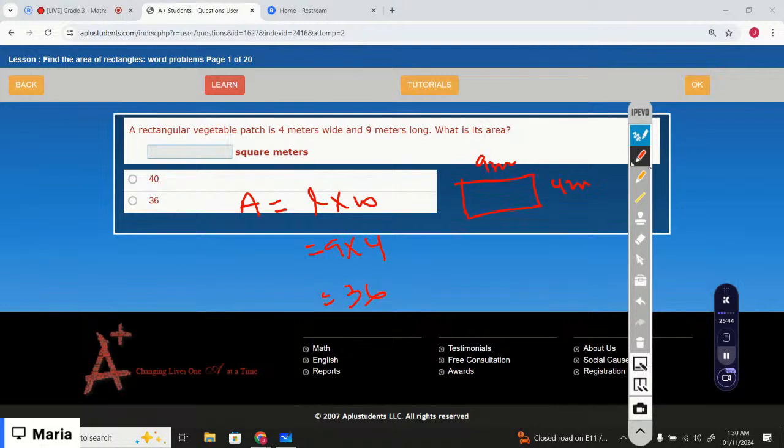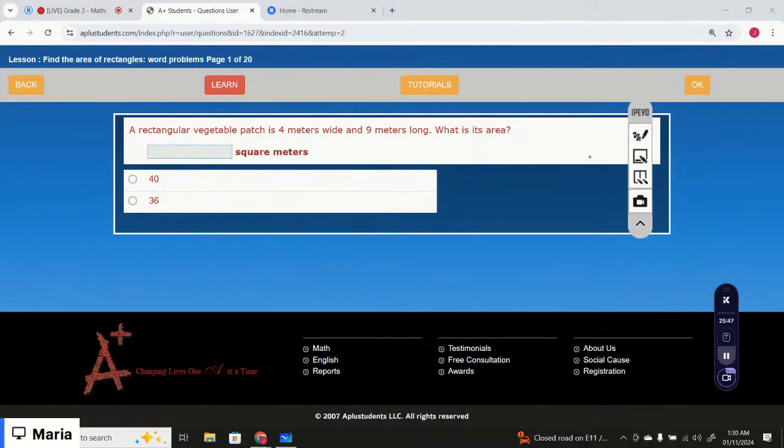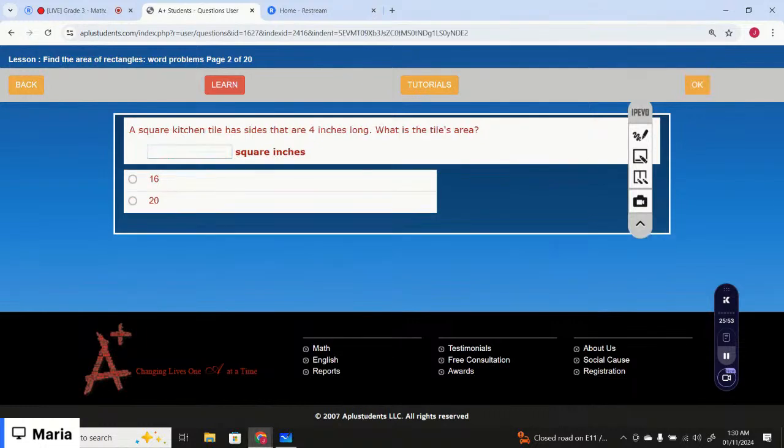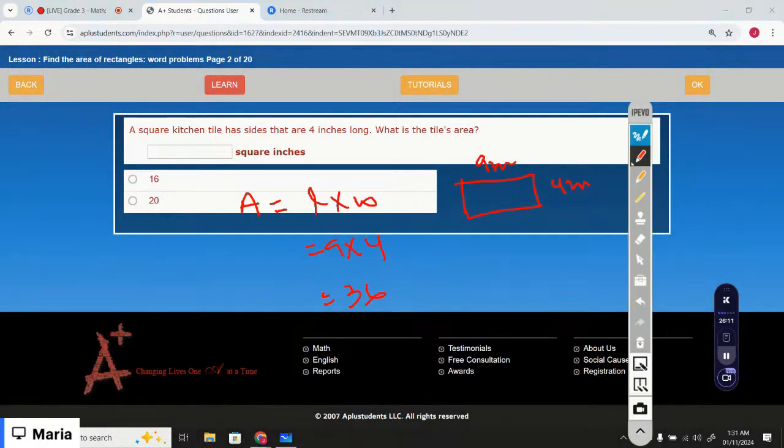The correct option is option number 2. A square kitchen tile has sides that are 4 inches long. What is the tile's area? So you have to calculate the area of a square, right? That is like this. A square has all 4 sides equal in length, that is 4 inches, so they all are 4. The area of a square is side times side, so which is the correct option?